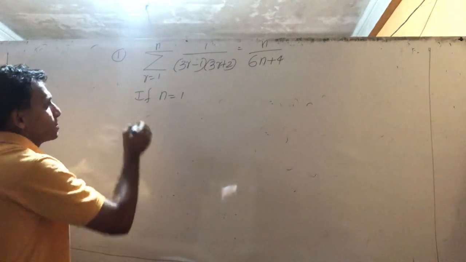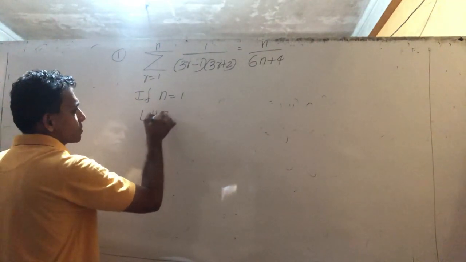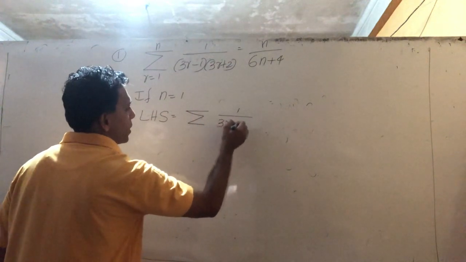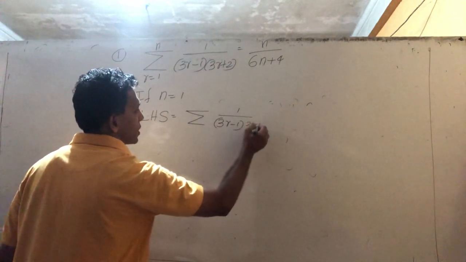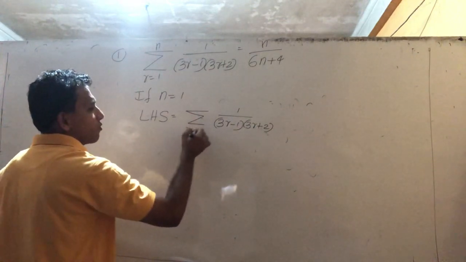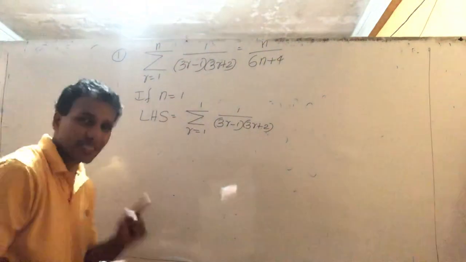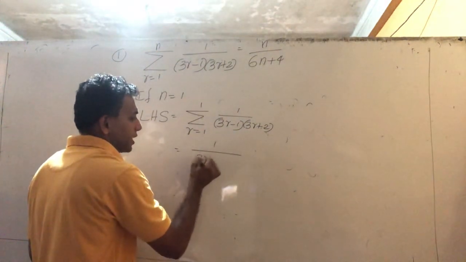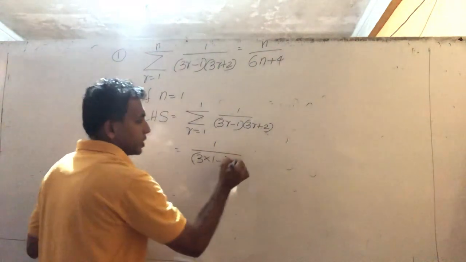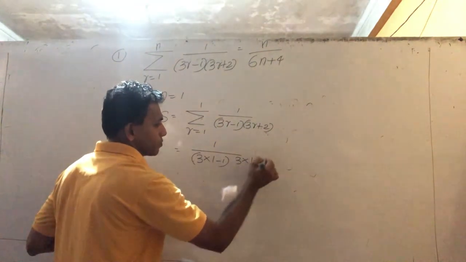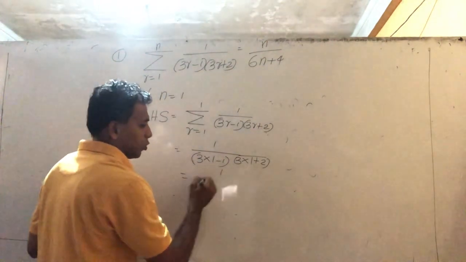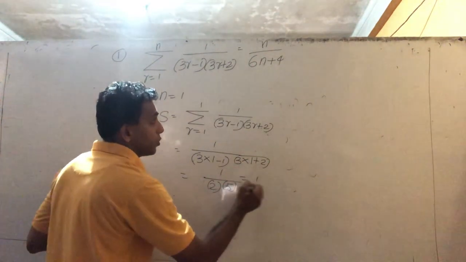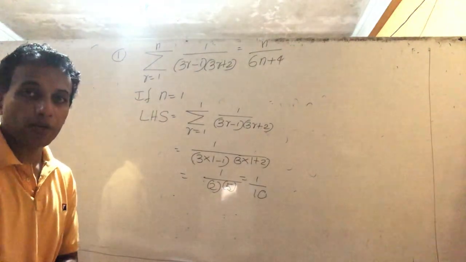So if n equal 1, what is the left hand side, LHS? Sigma 1 over (3r minus 1)(3r plus 2), r equal from 1 to 1, n is 1. That means the first term, so apply r equal 1 and simplify. That is 1 over (3 times 1 minus 1) into (3 times 1 plus 2), so 1 over 2 times 5, the answer is 1 over 10. Left hand side is 1 over 10.